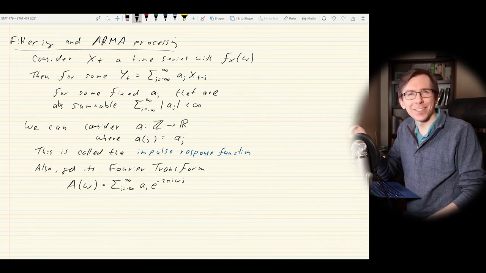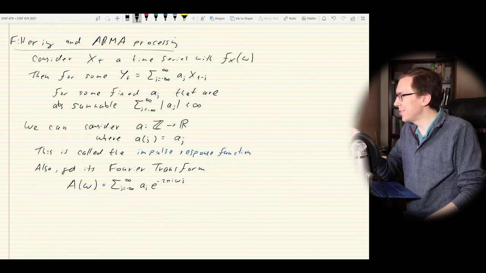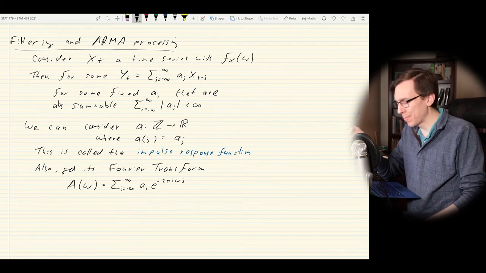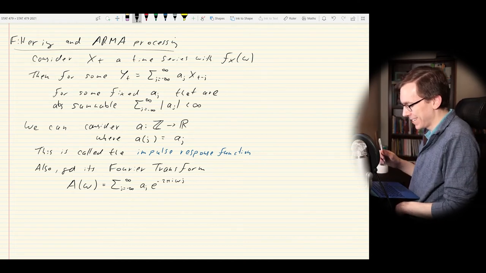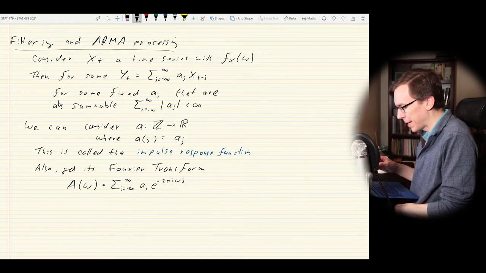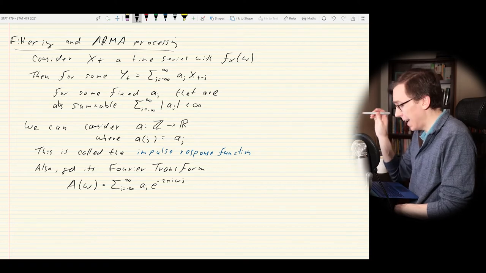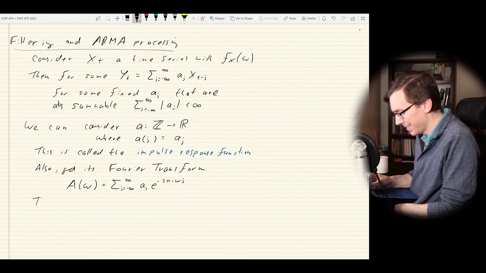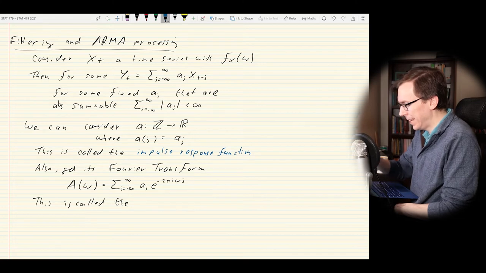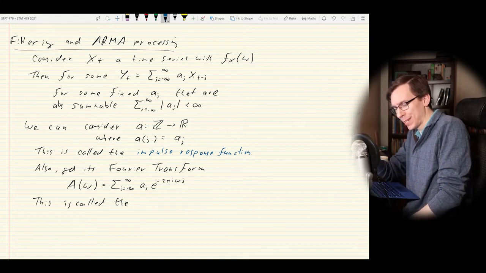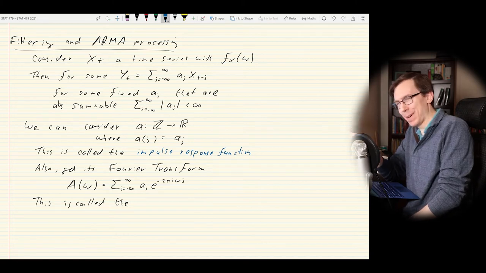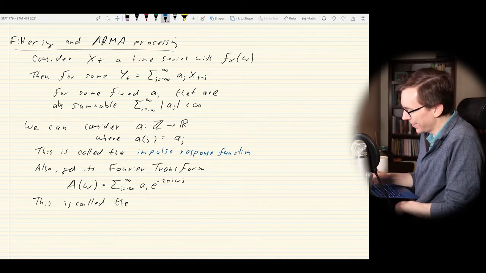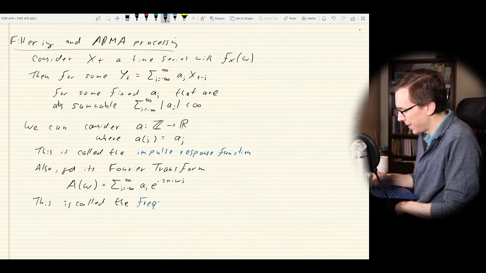I think the engineers, electrical engineers, is it, like to use j as the imaginary number, the square root of minus one? It's a mess. But yeah, here i is our imaginary number, j is our index. And this is called, lots of terminology today, well, if the a_j is the impulse response function, and we've just turned it into A of omega, and omega is a frequency, we're going to call this the frequency response function.